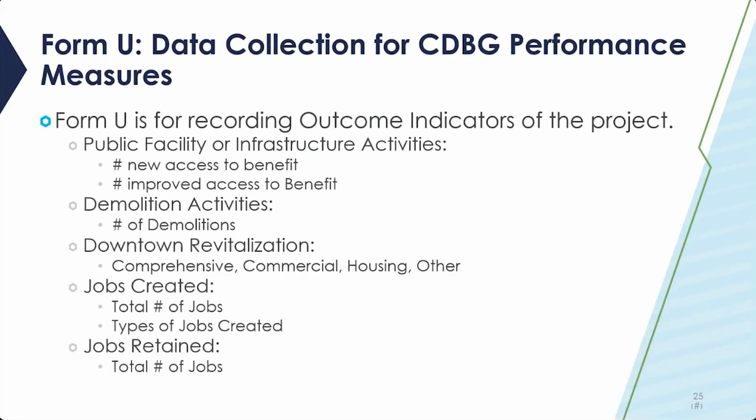It covers things like public facility or infrastructure activities. We're going to put in the number of new access to the benefit, number of improved access to the benefit. For demolition activities, the number of demolitions that you did. It will have a proposed and an actual, so what the proposed was at the beginning of the project and what you actually did. Downtown revitalization, jobs created and jobs retained.